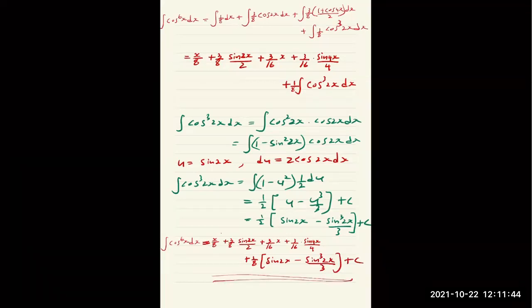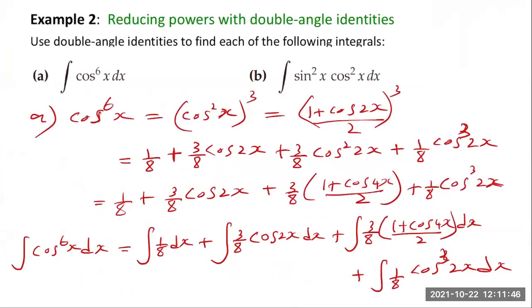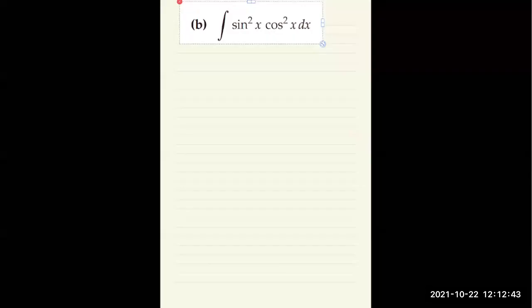All right, let's go to the next part. Next part is part B. Let me copy this to a new page. How do we solve this particular integral? Here again, we are going to use some algebraic techniques. I'm going to reduce the power. I have sine squared x, cosine squared x, dx.